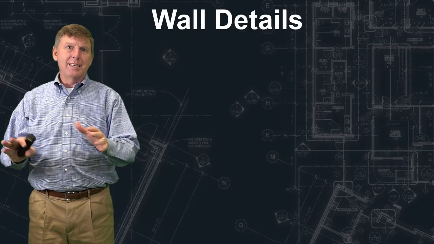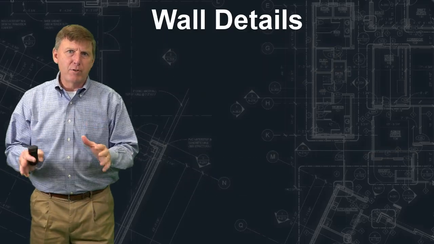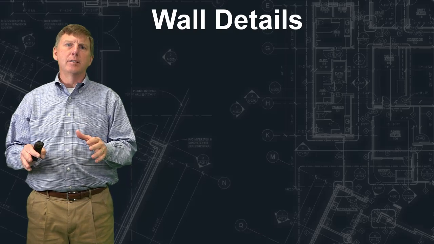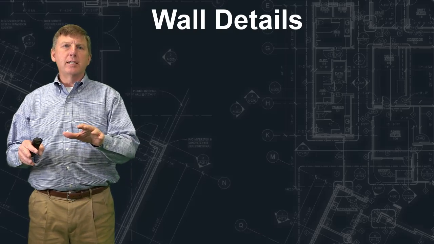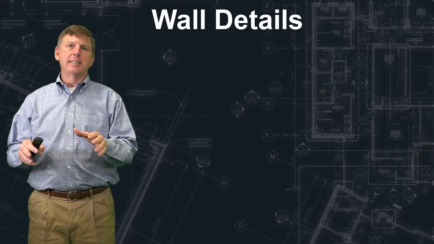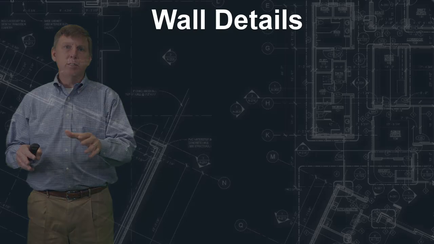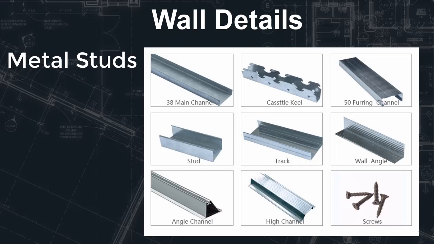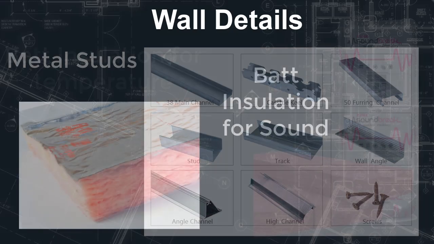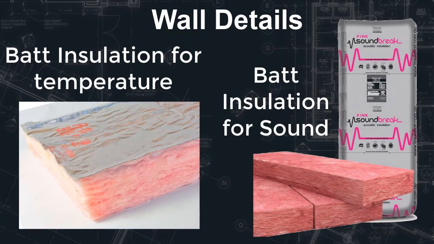Wall details are a lot like sections, and they include a lot of information on how things fit together. Before we get into wall details, I'm going to review some materials that we're going to see. To begin with, you're going to have studs, metal studs in this case, this commercial building. Inside the wall, you're going to have insulation. Sometimes that insulation is used for acoustical reasons, other times it's used for thermal reasons.